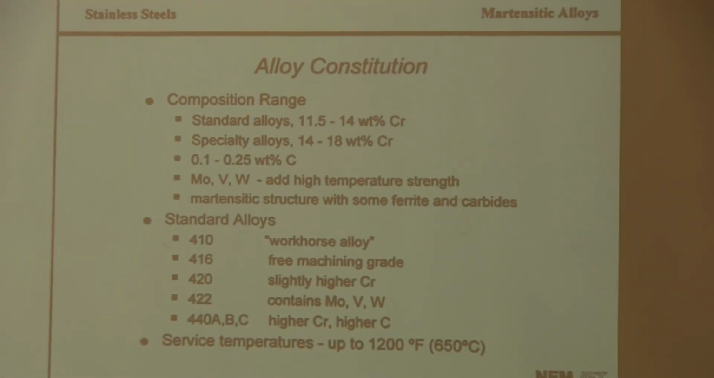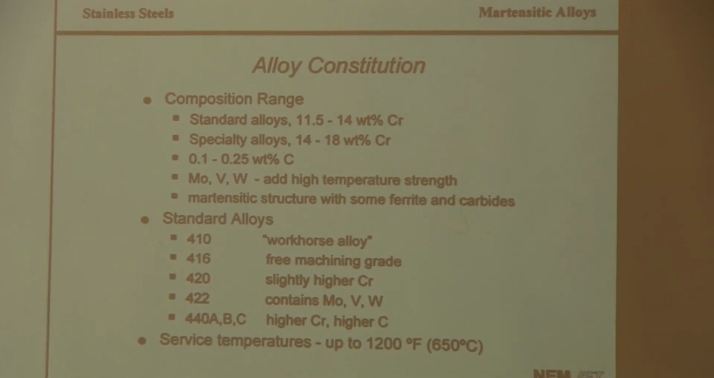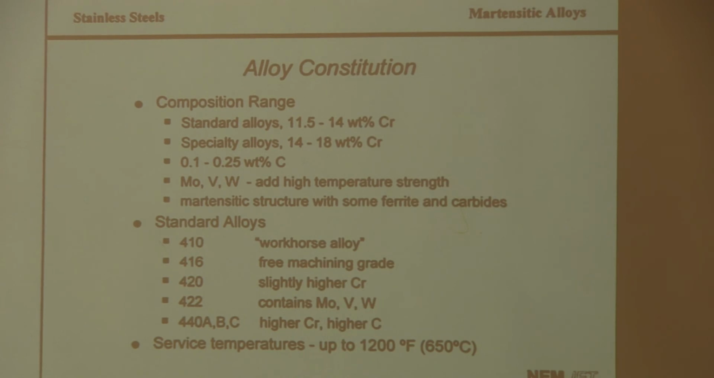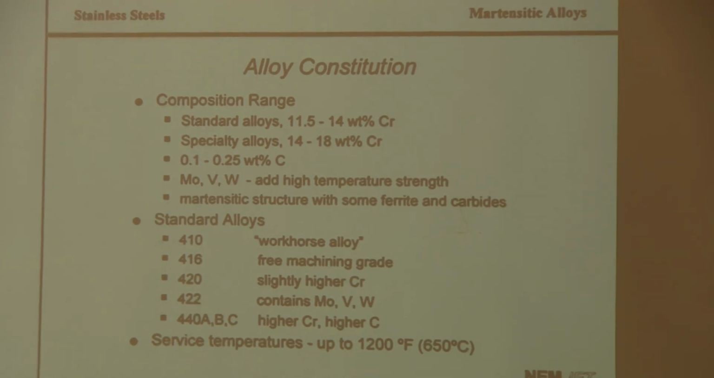Some of the standard alloys that you will find in martensitic stainless steels, probably the most common is 410. That's the workhorse alloy. The 416 alloy is free machining. It's got a little more sulfur in it. 420 is a little more corrosion resistant. It's got a slightly higher chromium content. And then you've also got other specialty alloys like 422 and 440. One of the limitations on martensitic stainless steels is the service temperatures, only up to about 1200 degrees F or 650 degrees C, and that's just because you start to lose both corrosion resistance and mechanical properties above those temperatures.